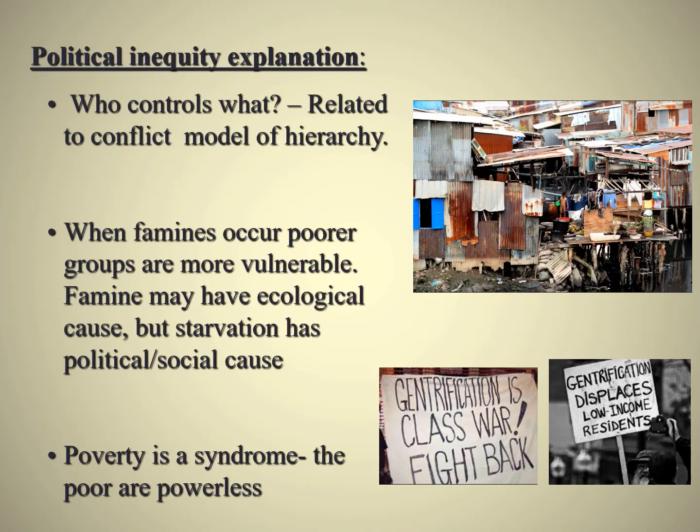And poverty is sort of like a syndrome in the sense that the poor are powerless to change their situation. They're kind of victimized in the global economy, and because they wield no power over policies or wealth, they really can't change the way the system is set up, and they become victims in it. The social scientist Robert Chambers calls this idea, that poverty is a syndrome and the poor are powerless, the ratchet effect.